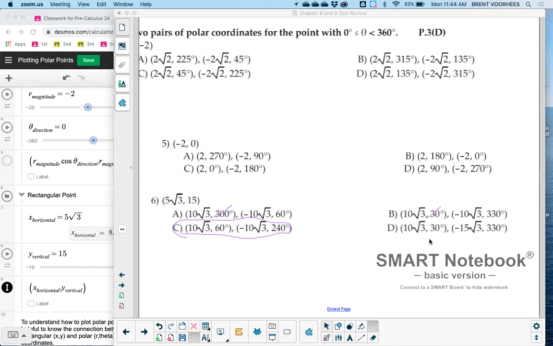because these don't have the 60 degrees. So we'll test this. 10 square root of 3 and 60. We'll go test this now.